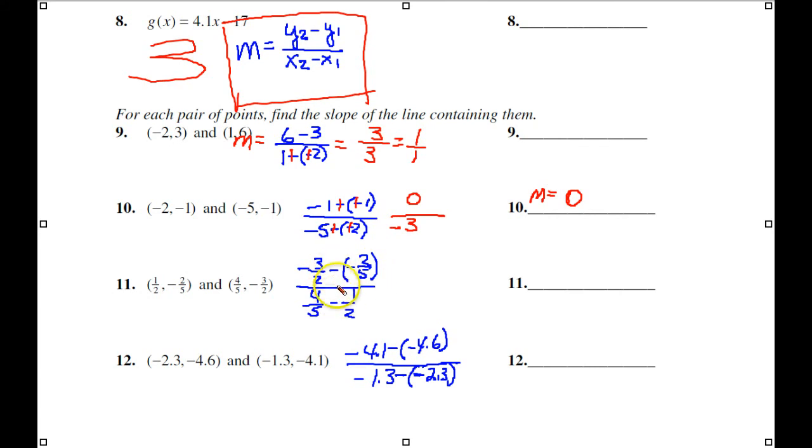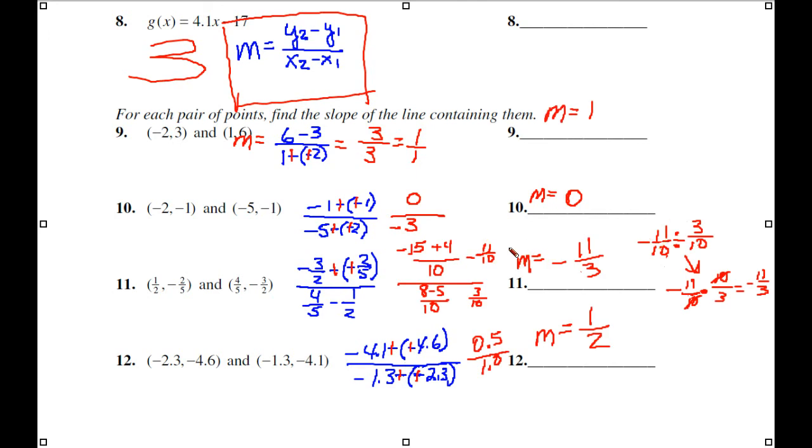Now, for this one, we're going to have common denominators. And this one we have fractions. But notice, because of the negative and a negative, this is going to become a plus. This one doesn't. But this one's going to become a plus. And this will become a plus. So we'll figure these out and get back to you.